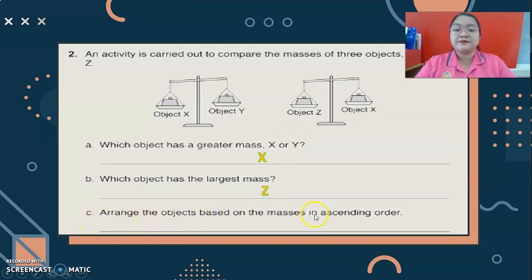And the last one, letter C. Arrange the objects based on their masses in ascending order. So from the lightest to the heaviest mass we have, X, Y, Z. Which is the lightest, and which is the heaviest? Object X is heavier than object Y and object Z is heavier than object X. So what are we going to answer? Ascending order. That will be Y, X, and Z.